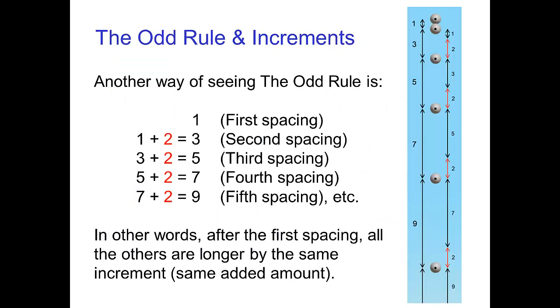Here's another way of thinking about the odd rule. The numbers 1, 3, 5, 7, etc. have the pattern that by adding 2, you get the next number in the sequence. In other words, after the first spacing, all the other spacings are longer by the same increment, that is, the same amount.